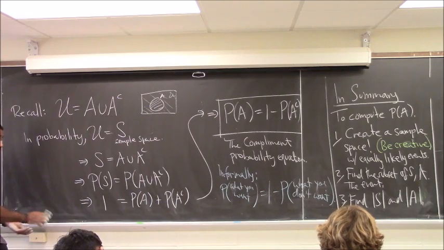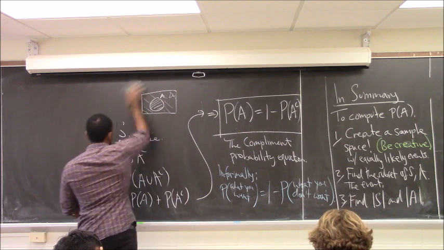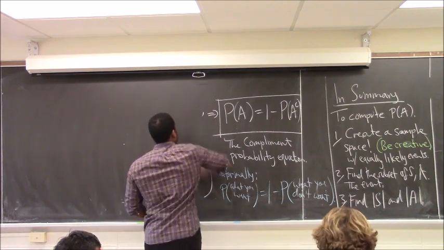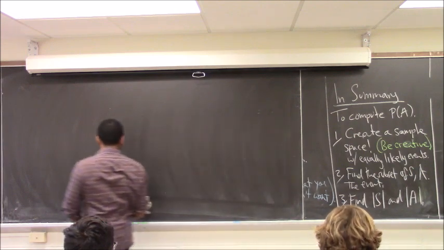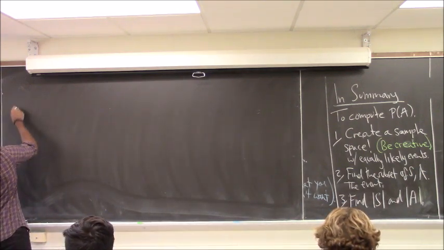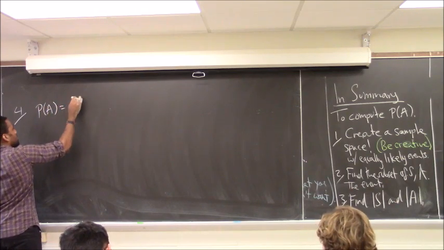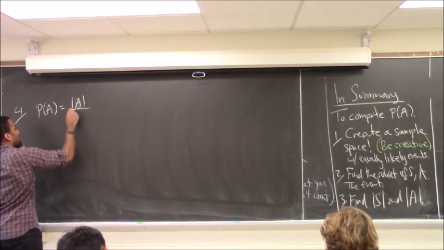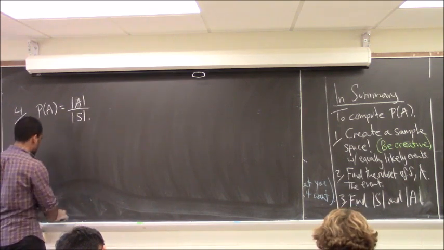That's where you're applying all your counting principles. Does order matter? Does it not matter? Can we use combinations? Can we use permutations? Can we use the multiplication rule? Can we use something else? That's where all your counting is going to happen in step 3. And then 4, finally, the probability of A is going to be the size of A divided by the size of S. And by the time you get to step 4, you'll be able to do that.